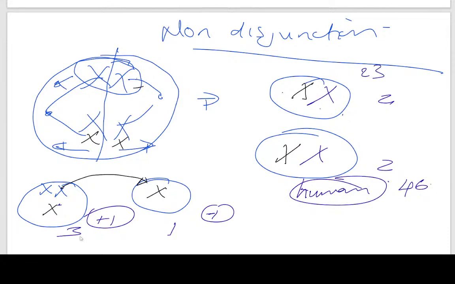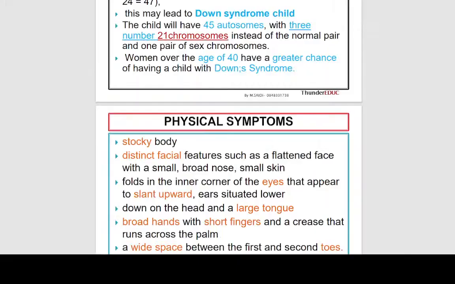Now this one is supposed to be 23, but it's not 23 now. It's 24 because it has 1 extra chromosome, and this one has 22. So now it's going to be 24 plus 23, that's 47, and then this one 22. Yeah, 22 plus 23 is going to be 45. If this non-disjunction occurs on chromosome number 21, then it becomes trisomy 21. And this condition is what you call non-disjunction.